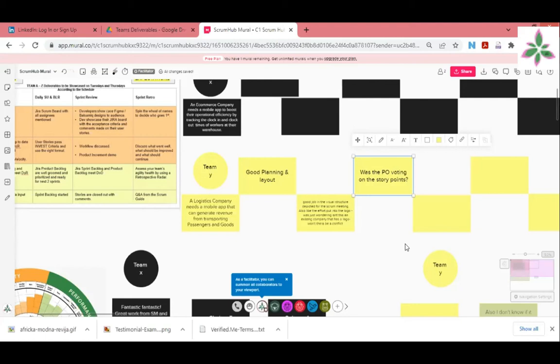High energy, high positivity, great mindset. That's a plus, Team Y. Please, I would like Team Y and Team X to open their burn down charts, because I think you need to understand the implication of not having story points on your sprint backlog. So I'll stop sharing now, and then Jamila, please open your burn down chart.